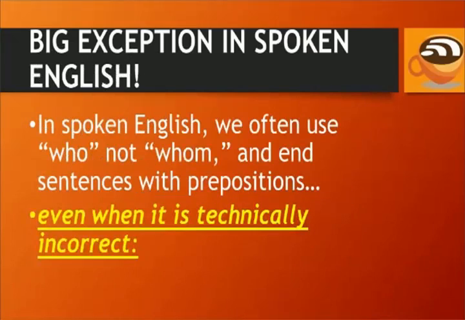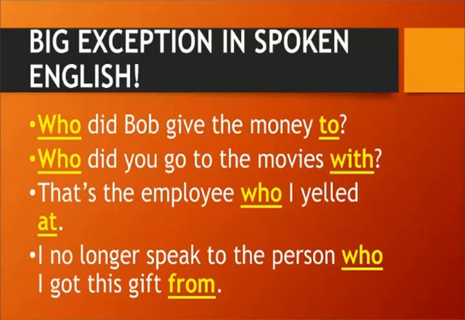But there's a big exception in spoken English. In everyday speaking, we often use who, not whom, and we end sentences with prepositions, even when it is technically incorrect. So, for example, when speaking casually in everyday English, we would say the sentences in the previous examples like this. Who did Bob give the money to?